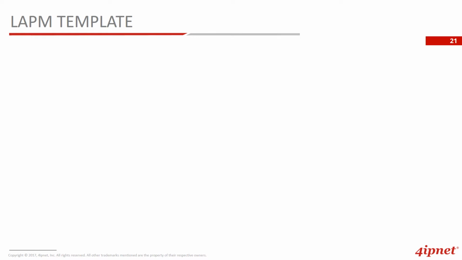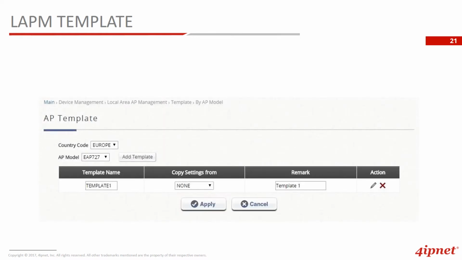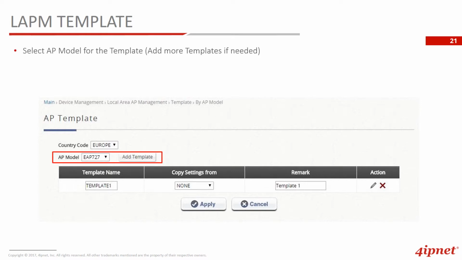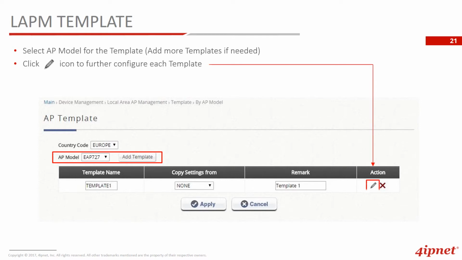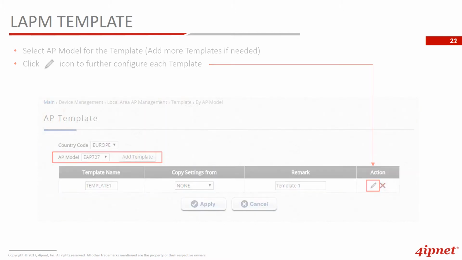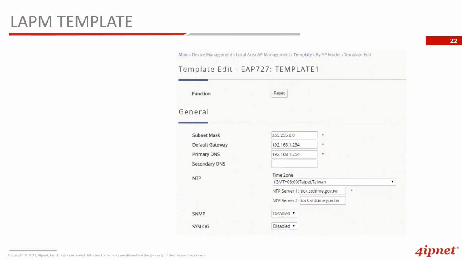Next, let's move on to the LAPM AP template, which is completely different from that of WAPM. You must select the AP model first. As you can see here, we select EAP727. And then you can click on the pencil icon to configure the specified template. Please take a look at this screenshot of a LAPM template.